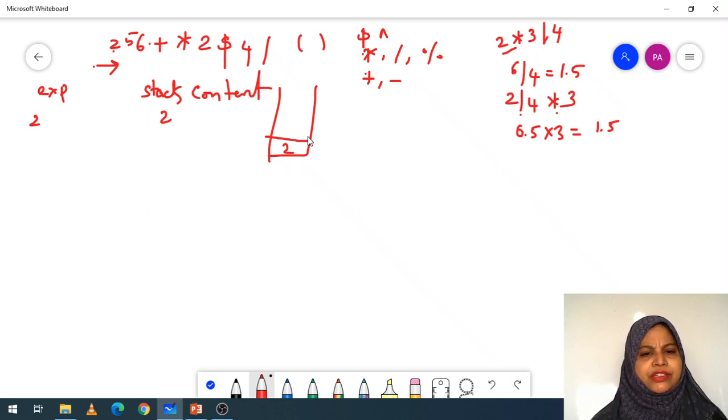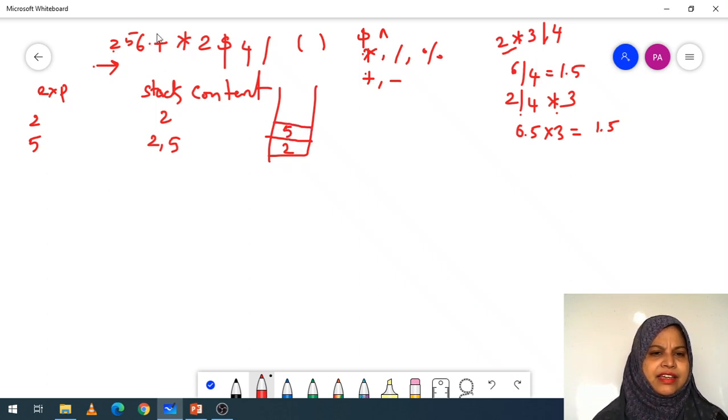Whenever an operator occurs, we have to delete the top 2 elements from the stack, then perform the operation. Here the next scanned symbol is 5. 5 is an operand, so we have to push it into the stack. So, 5.